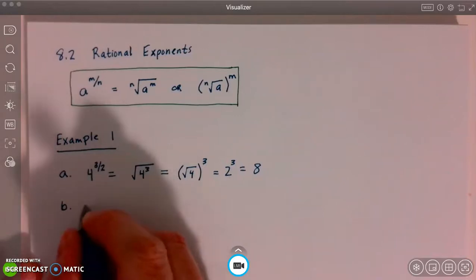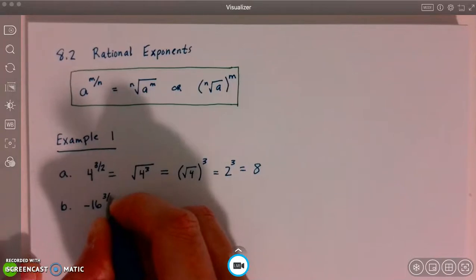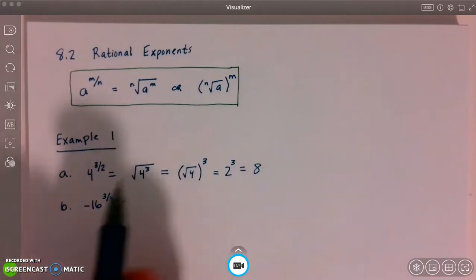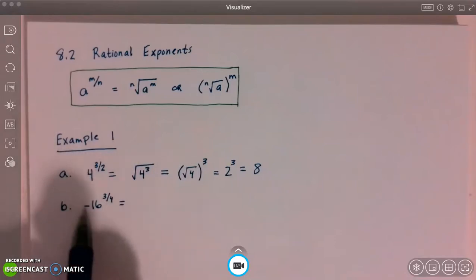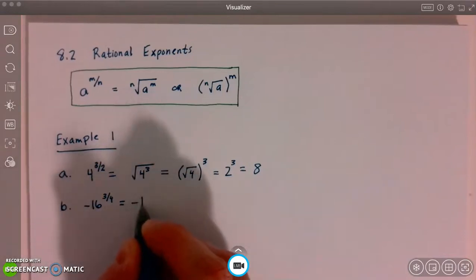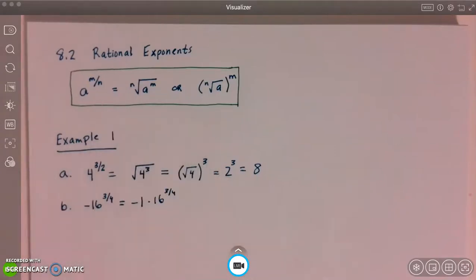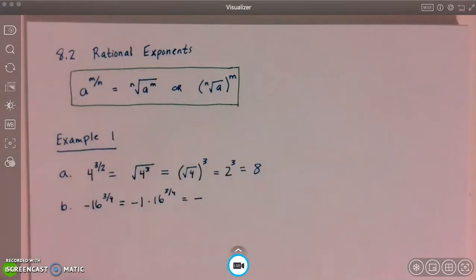So we're going to take a look at negative 16. We're going to raise that to the 3/4 power. So once again, I'm going to go ahead and put this in radical form. Now what's important to note is that this 3/4 power only applies to the 16. This negative is technically a -1 on the outside. So you could technically write it like this, -1 times 16 to the 3/4. All right, so when you go to rewrite this in radical form, you need to keep the negative on the outside.